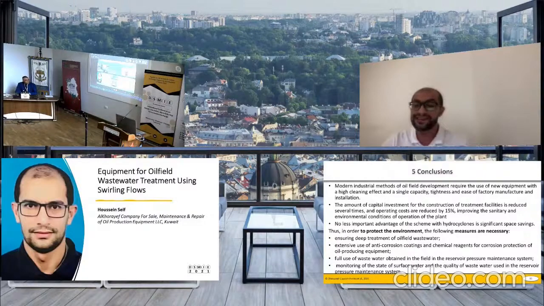Thus, in order to protect the environment, the following measures are necessary. First, ensuring deep treatment of oil field wastewater. Extensive use of anti-corrosion coating and chemical reagents for corrosion protection of oil-producing equipment. Full use of wastewater obtained in the field in the reservoir pressure maintenance system. Monitoring of the state of surface water and the quality of wastewater used in the reservoir pressure system.